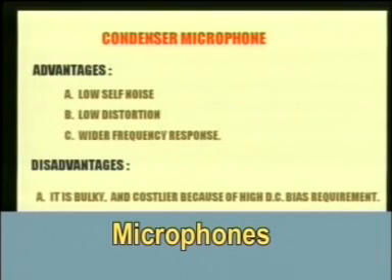Disadvantages: it is bulky and costlier because of the high DC bias requirement. It requires an external DC bias, for which we have to spend more for this microphone. It cannot withstand excessive heat and moisture. The condenser microphone cannot withstand excessive temperature. It is delicate due to the narrow gap between the conducting plates. The condenser microphone consists of two conducting plates, one movable and another fixed. So these conducting plates have a very small air gap.